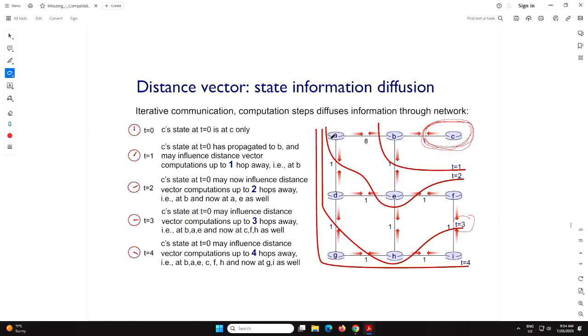So any other questions? This slide basically is telling you why it takes n iterations to reach the n hop neighbor. In flooding, it's immediate. Irrespective of how far your neighbor is, it's immediate.